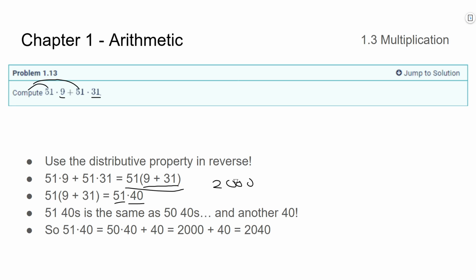would be 50 40s. That'd be 50 40s right there, right? And we want 51 40s, so we need another 40. So we know that that's going to be 2,040.